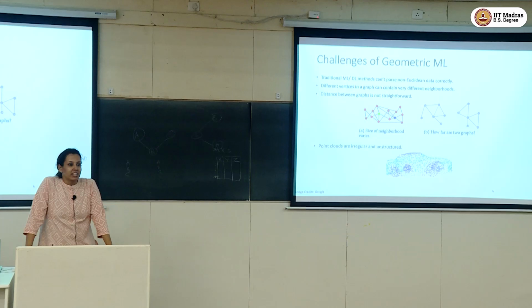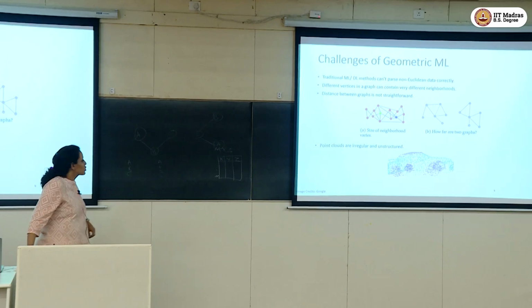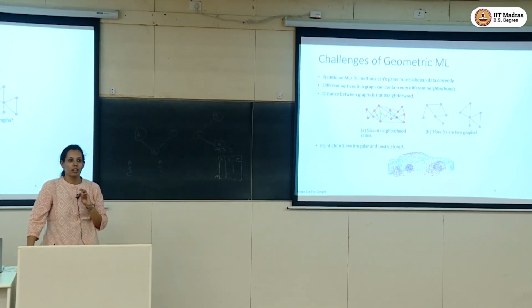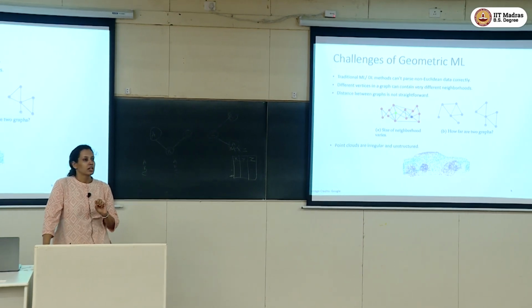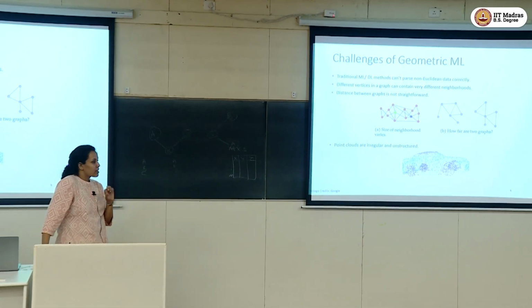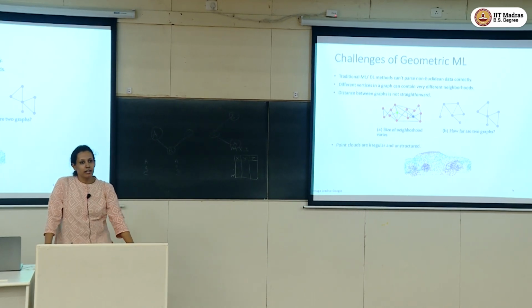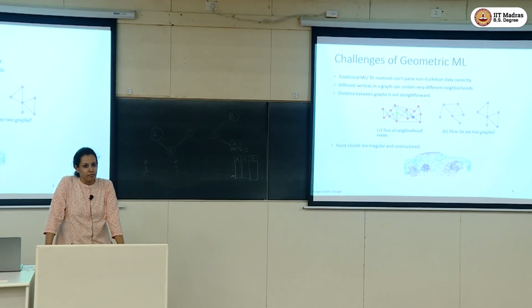One node can have one neighbor, but the other node can have 10 neighbors, right? So this term is called unstructured. So graphs or even 3D point clouds are unordered and unstructured. These are two properties. And there is another property that we call irregular. Irregular means the image has a grid structure. That's why they are called regular data.